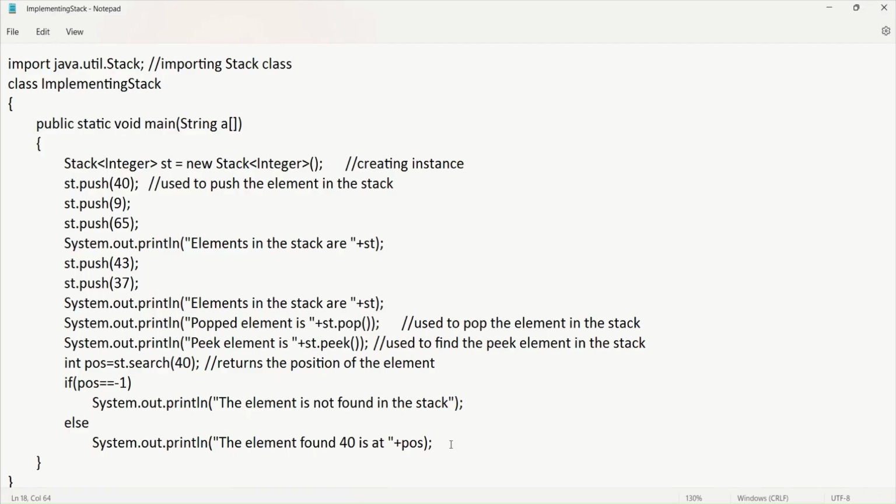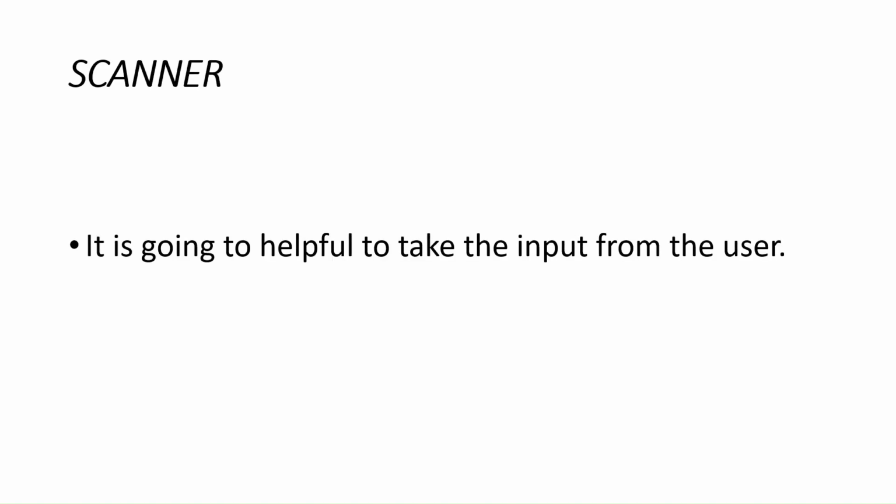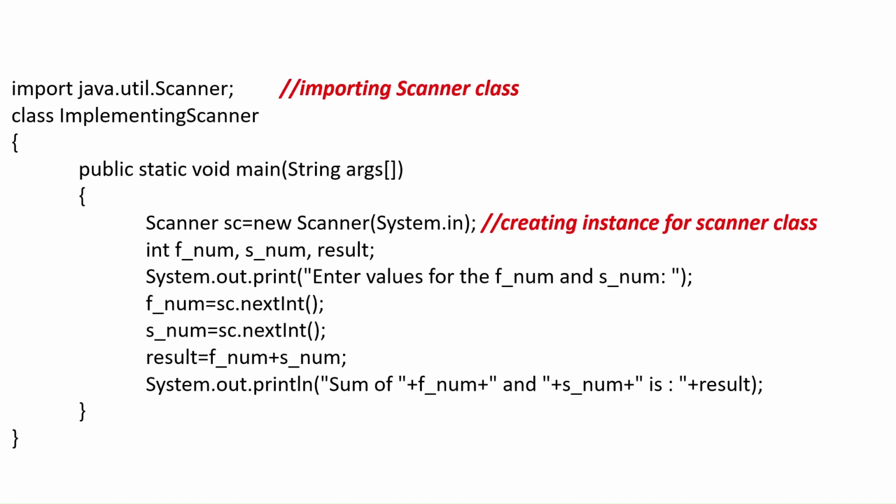This is about the stack. Now let us discuss the most important class that is available in the util package, that is the scanner class. That means if you want to take input from the user, if you want to give the input at the terminal, then we have to import the scanner class. This is the sample program regarding the scanner class. Have a look at this, then let us see the execution of this program and what output it is producing.